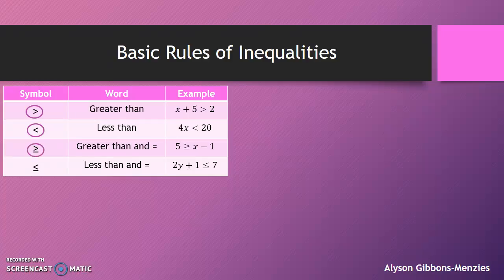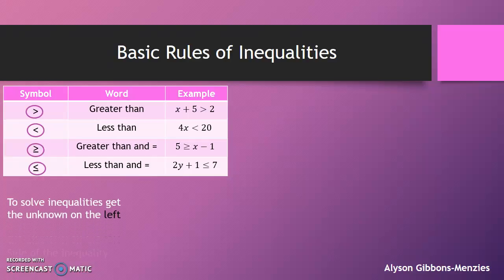Third symbol means greater than or equal to. 5 is greater than or equal to x minus 1. And the last symbol means less than or equal to. 2y plus 1 is less than or equal to 7.